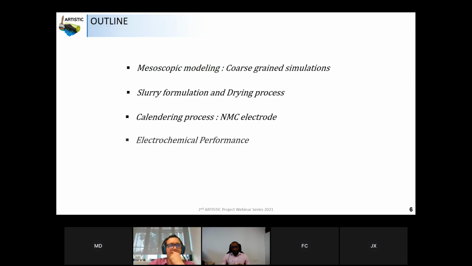So I'll outline my presentation. For the first part, I will speak about coarse-grained molecular dynamics. Then for the second point, I will explain how we model the slurry and the drying process, and then the calendering part. I will take one example of an NMC electrode, and then one slide about the electrochemical performance that we can perform after calendering.